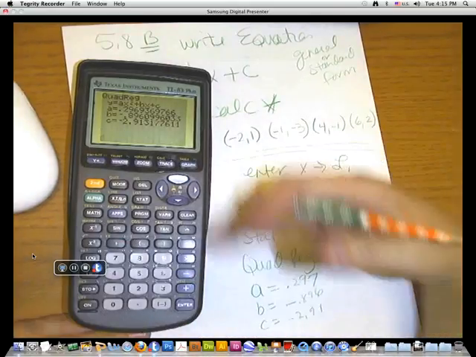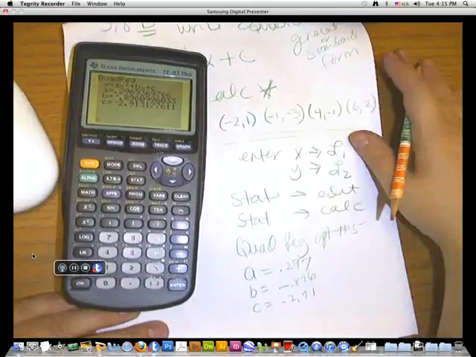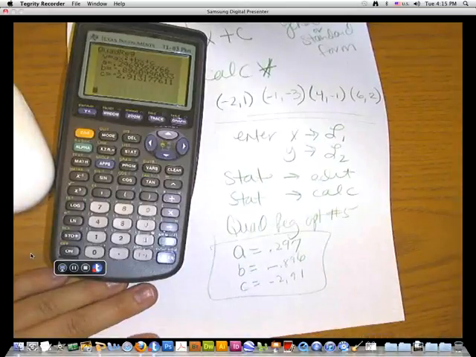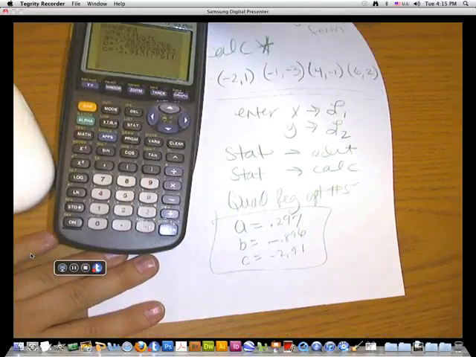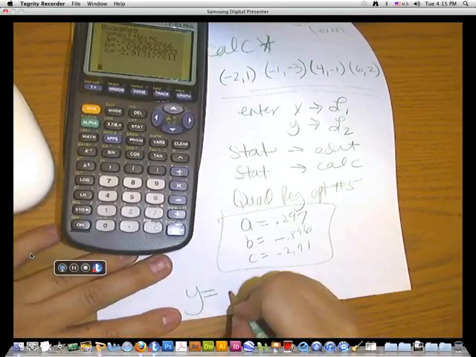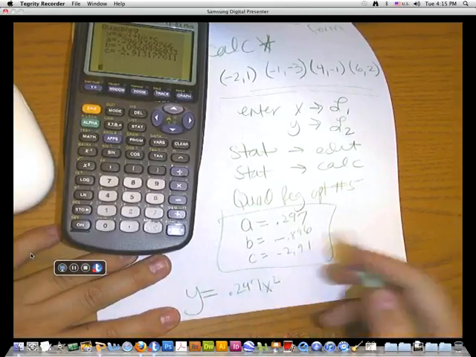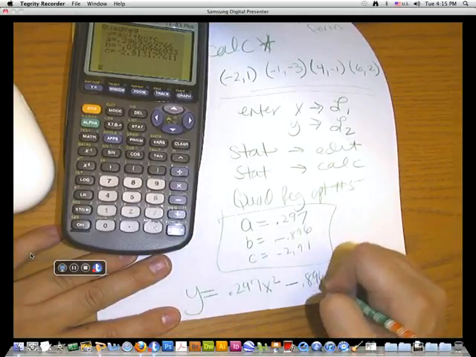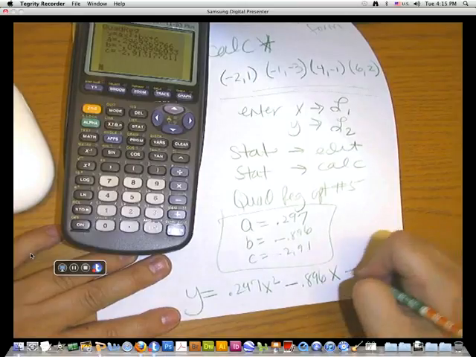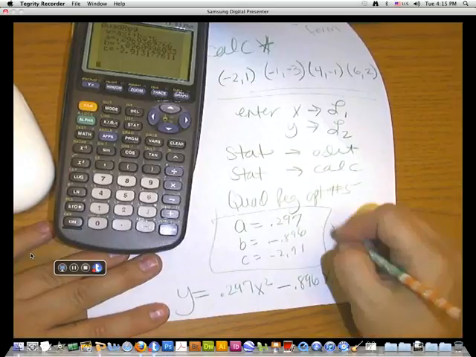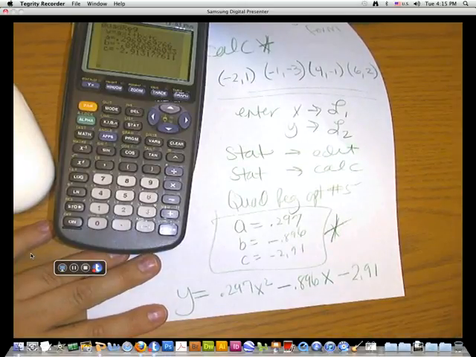Now, when you're doing this for me on a quiz, a test, or even your homeworks, I would expect to see all of that A, B, C that you have on your calculator. Then you get to tell me the equation is y equals 0.297x squared, because that's the coefficient of the square term, minus 0.896x minus 2.91. Then you get to write in the equation. But I must see what A, B, and C is first before you write the equation.